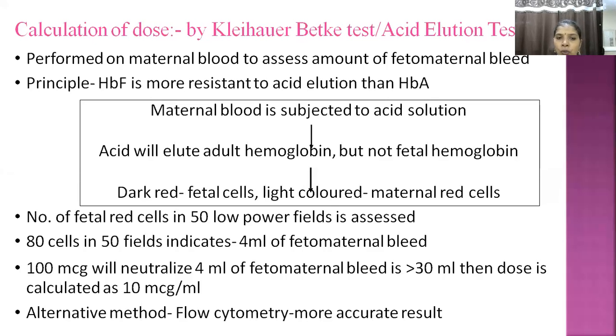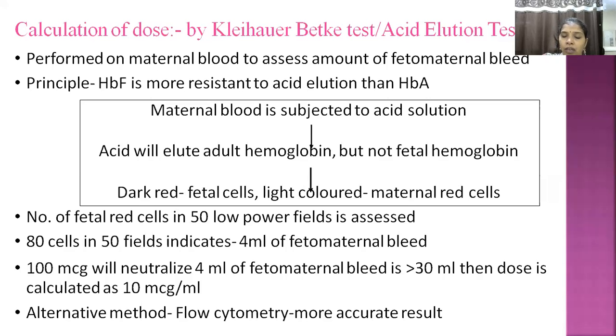This is the way we calculate the amount of fetal-maternal bleeding. 4 ml of fetal-maternal blood means 80 cells in 50 fields, and 100 micrograms will neutralize 4 ml of fetal-maternal blood. So once we calculate the fetal-maternal bleed: if it is 4 ml, we will give 100 micrograms. If it is 8 ml, we will give 200. If it is 12 ml, we will give 300 micrograms.